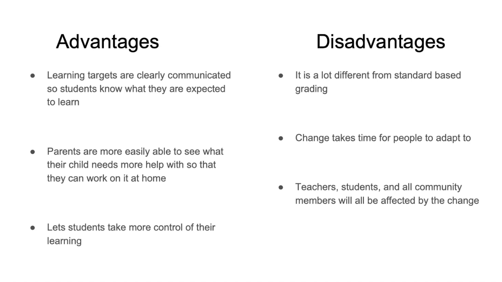Parents are more easily able to see what their child needs more help with so that they can work on it at home. Because learning targets are so specific and explicit, this makes it easier for parents to become involved. And what we've learned throughout the College of Ed is that when parents get involved, students are more likely to succeed. They see that care and that respect for learning through their parents, and in doing that, they're more likely to take pride and responsibility in their learning.